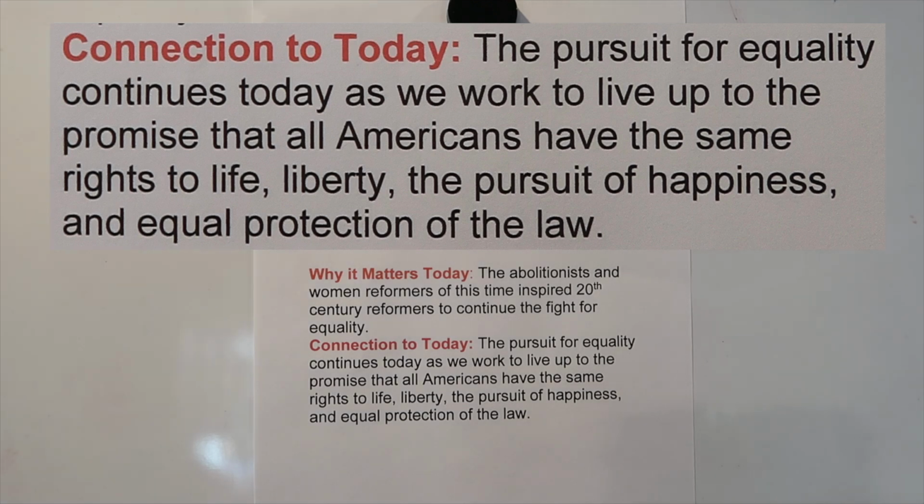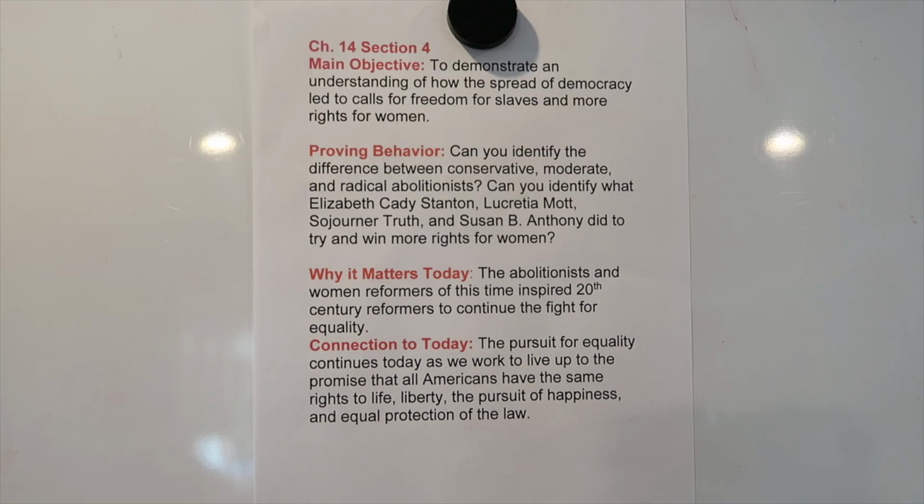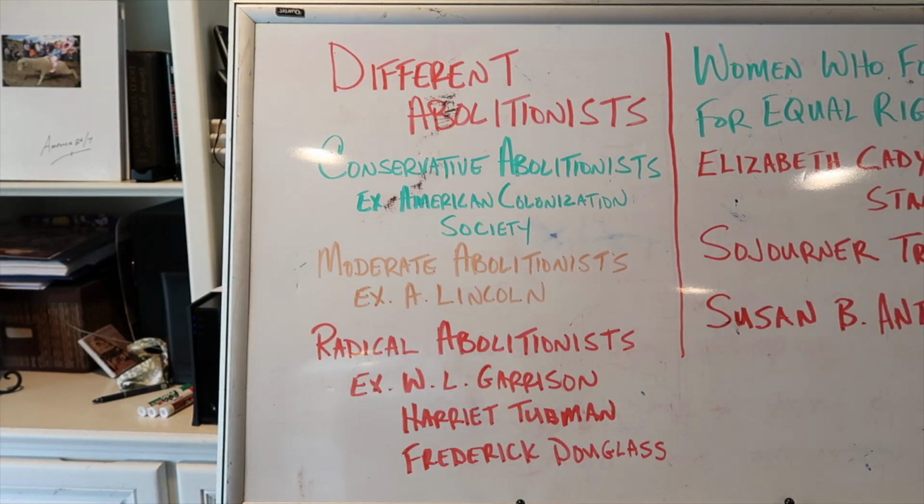So at this point, let's go back now and take a closer look at some of the big ideas that I'd like you to look for as we go through chapter 14, section 4. So before we get into the actual textbook stuff, the pictures and photographs and primary sources, let's take a closer look at some of the big ideas that I'd like you to be thinking about as you read through this chapter with me. So, to be an abolitionist during this time period was very specific.